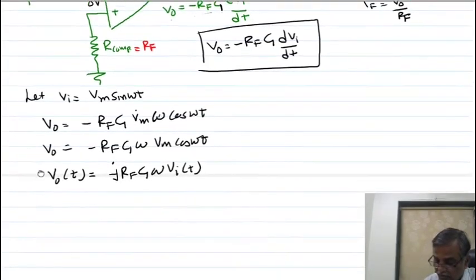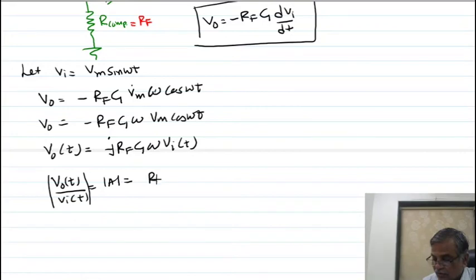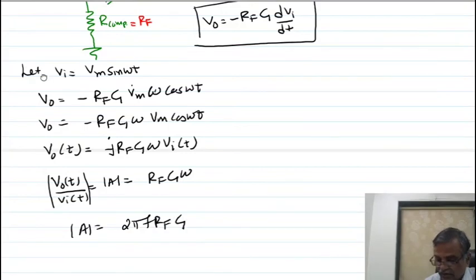If I find the magnitude of this ratio, it gives the gain, which is equal to Rf C1 omega. So I can write gain is nothing but 2 pi f Rf C1. Look again, I am telling you.